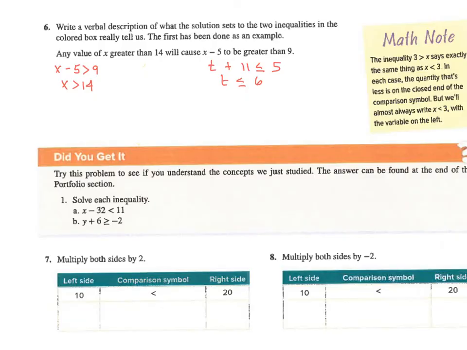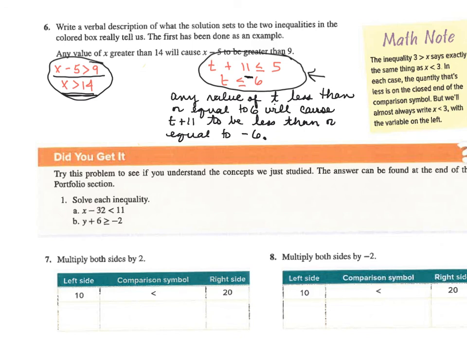Number 6, write a verbal description of what the solution sets to the two inequalities in the colored box. Back on page 330 at the bottom really tells us. The first has been done as an example. So this is what was on the box on the previous page. And they're saying any value of x greater than 14 will cause x minus 5 to be greater than 9. So again, we'll pause this video and you try the verbal description of what's going on to this scenario right here.